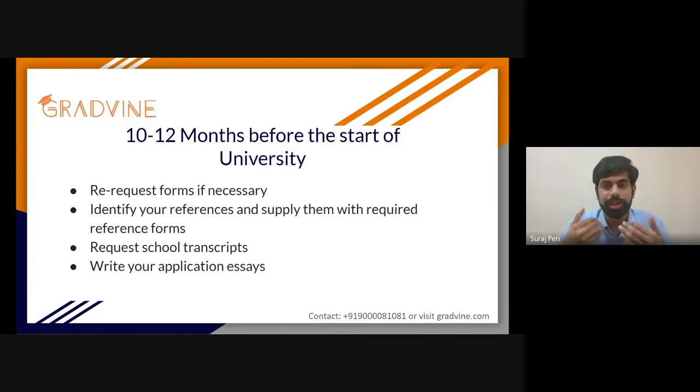Get in touch with the universities, with the admissions guys. Just name recognition works a lot, and we talked about this in the previous webinars as well. Start requesting the schools for transcripts, and I'm going to cover this part in the very last slide where I talk about what's going to happen because of the pandemic. Write your application essays. Get people to review those application essays. At Gradvine, the way we do it is you are allotted a mentor.